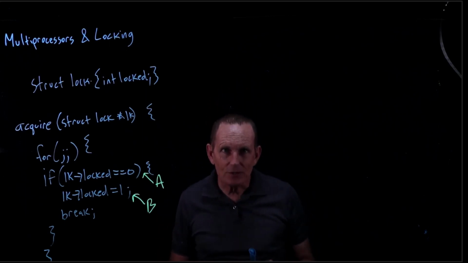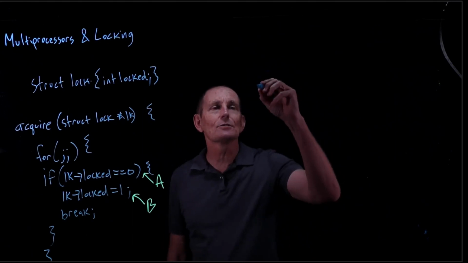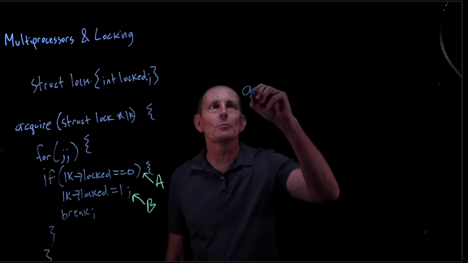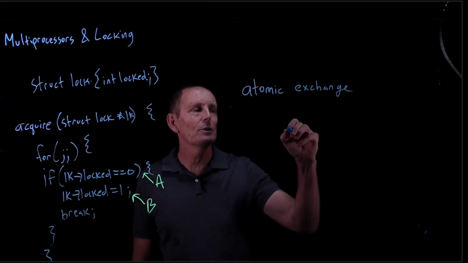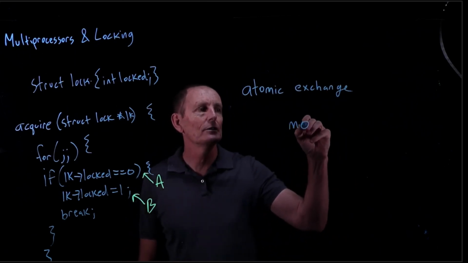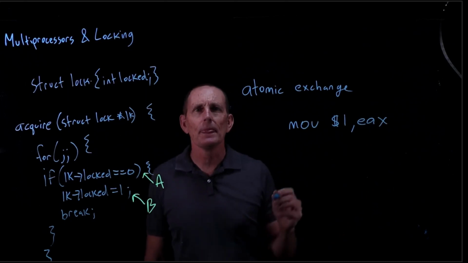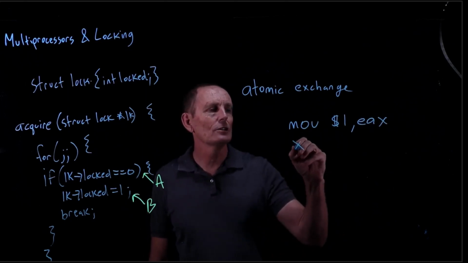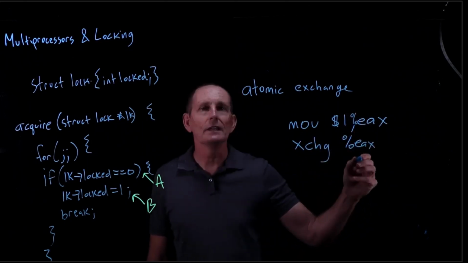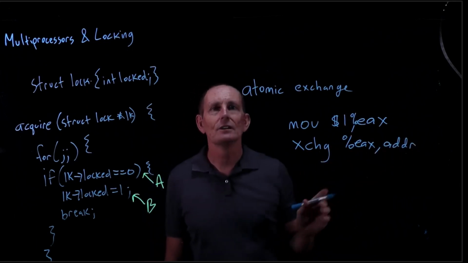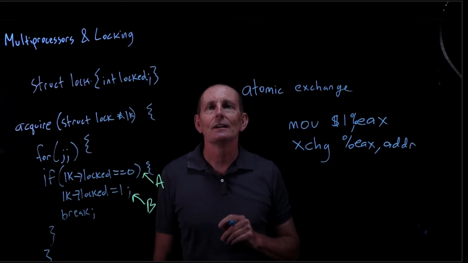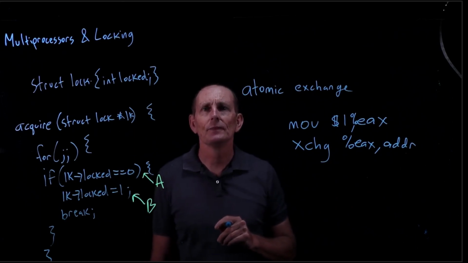On x86, we do something different. On x86, we have an atomic exchange operation. Basically what we do is we move a value into a register, and then we exchange the EAX register with an address in memory. This exchange operation is an atomic operation.